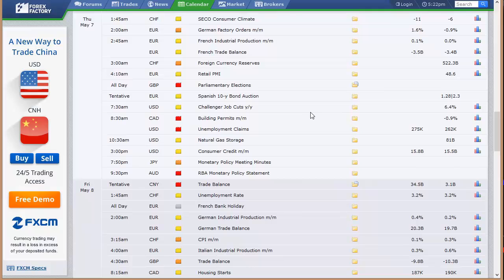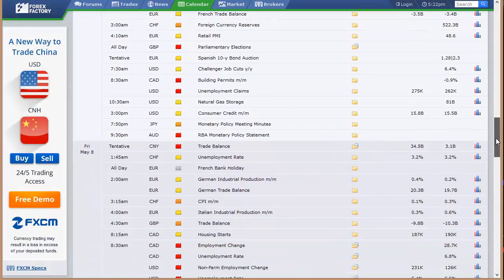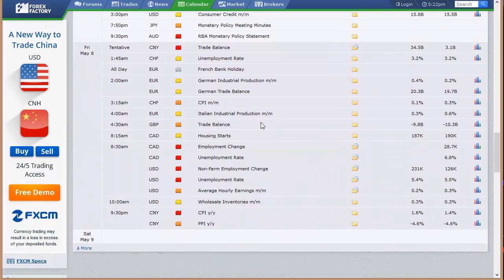Thursday, Swiss SECO consumer climate, German factory orders, French industrial production and trade balance, foreign currency reserves out of Switzerland, retail PMI out of Europe. We've got the elections in the UK, Spanish 10-year bond auction, Challenger job cuts here out of the U.S., the weekly unemployment claims here in the U.S., the weekly natural gas storage number, consumer credit here in the afternoon in the U.S., monetary policy minutes from the last meeting in Japan, statement out of the Bank of Australia, trade balance out of China going into Friday, unemployment rate out of Switzerland.